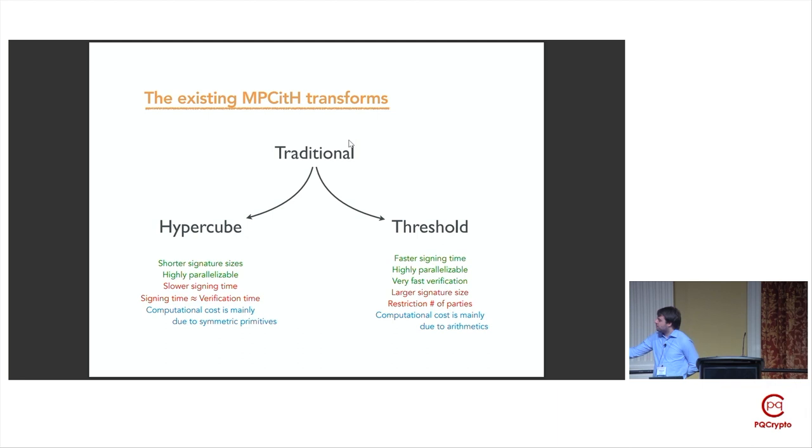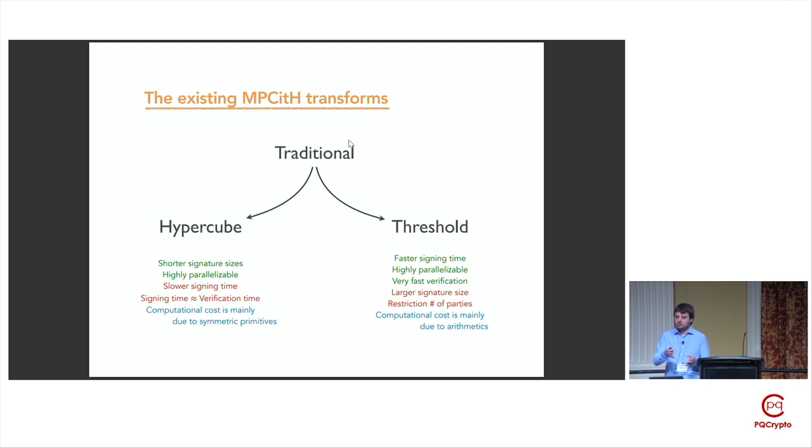To sum up, the hypercube approach leads to shorter signature size, but slower signing time. And the verification time is almost the same as the signing time. In the case of the threshold, we obtain a faster signing time, a very fast verification relative to the signing, but we obtain a larger signature, and we have a restriction on the number of parties, which can be very an issue because some submissions are working on the GF, the binary field.